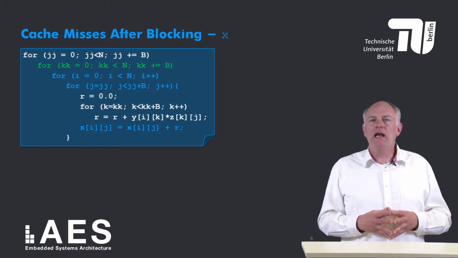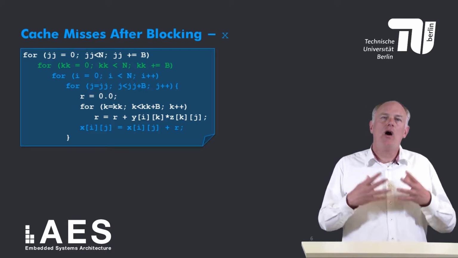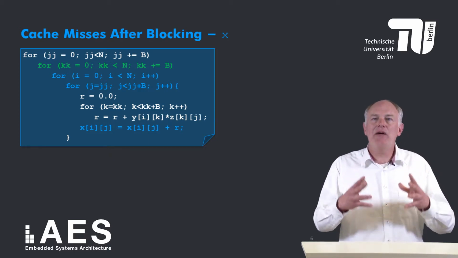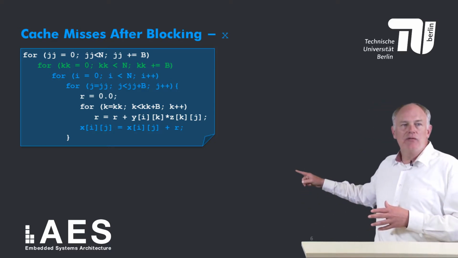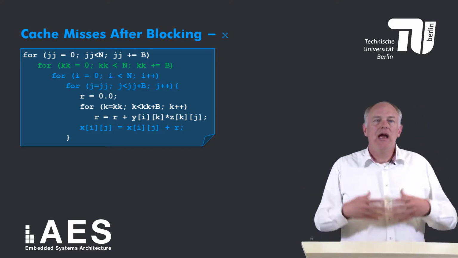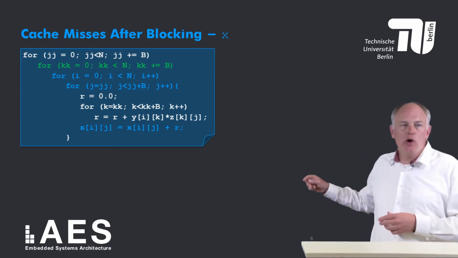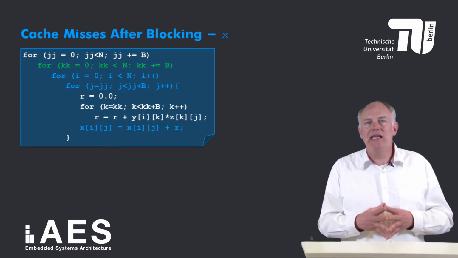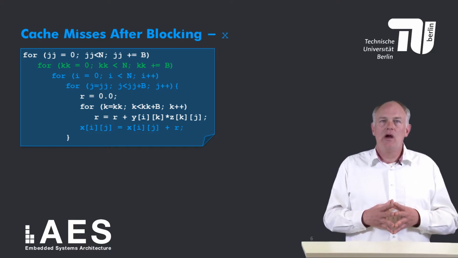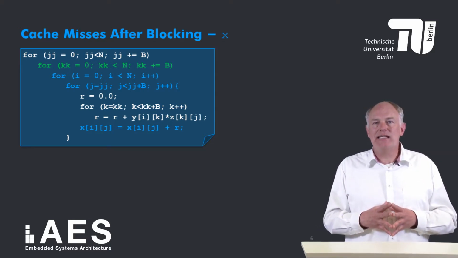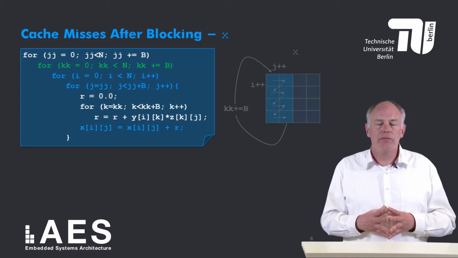Now I want to calculate the number of cache misses of matrix multiplication after blocking, shown here for ease of reference. In this code, I assume that B divides n so that no minimum calculation is needed in the two inner loops. First, let's consider the accesses to the matrix X.